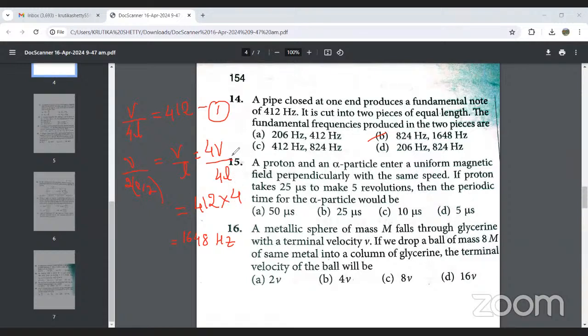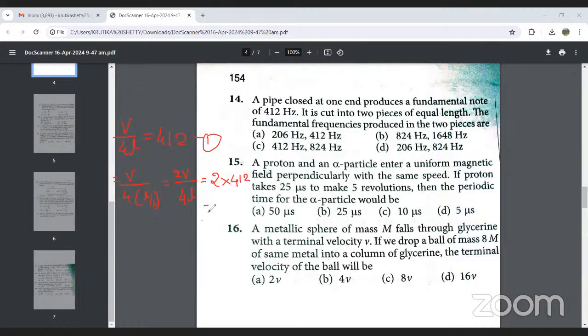So according to this equation, one second. See here what they have given: V divided by 4L is equal to 412, which is cut into two equal parts. This is equation 1. So what happens? V divided by 4 into L by 2 is equal to, so this equation can also be written as 2V divided by 4L. So this is nothing but 2 into V by 4L, which is 412. Therefore, it is 824 hertz. This is for the first half.